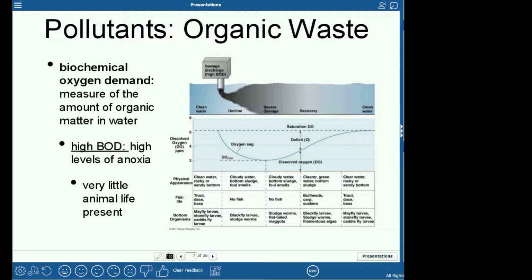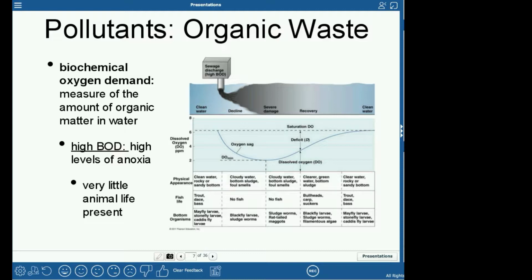So organic waste pollutants. We talk about biological oxygen demand, and I think next week you'll have a lab that discusses biological oxygen demand. It's basically the measure of the amount of organic matter in the water, where if you've got a lot of things that are using your oxygen, basically, if you have a high BOD, then you're going to have most likely high levels of anoxia because you're going to be using more oxygen than you have in your water, and you're going to have very little animal life present.